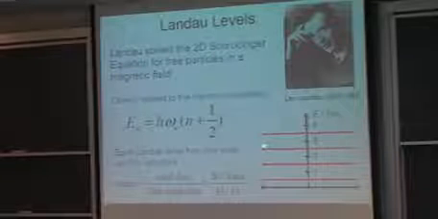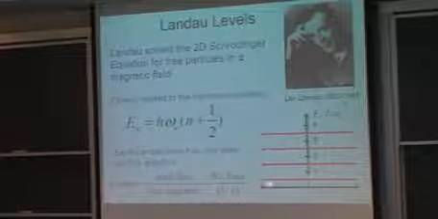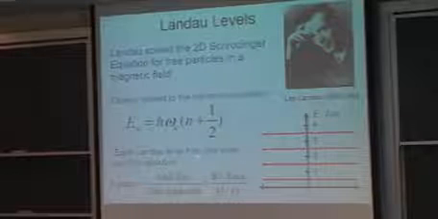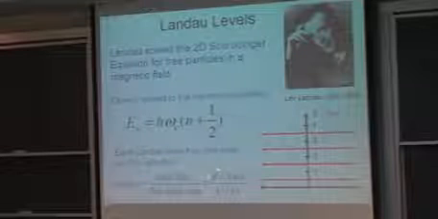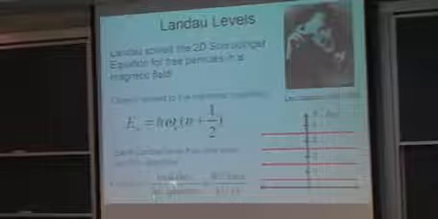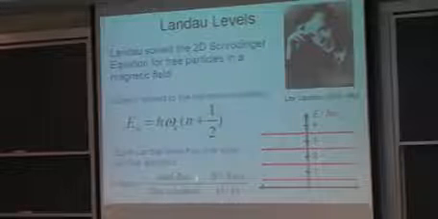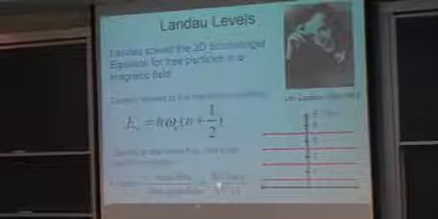And what happens there is that the electron levels, or the energy levels, become quantized, and they become discrete energy levels. Each Landau level has one state per flux quantum. What that means is that these levels are highly degenerate, and the number of states per level can also be obtained by dividing the total flux by the flux quantum.